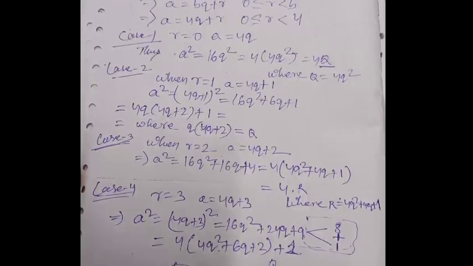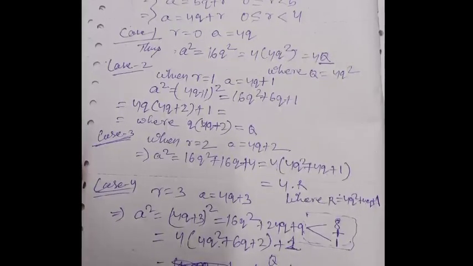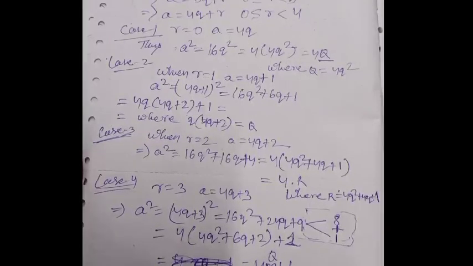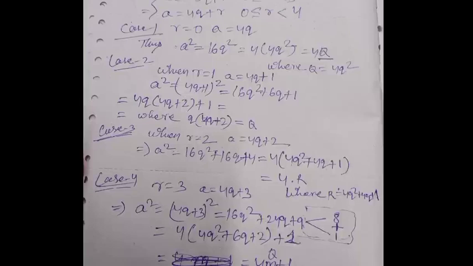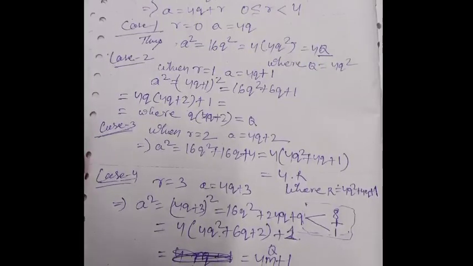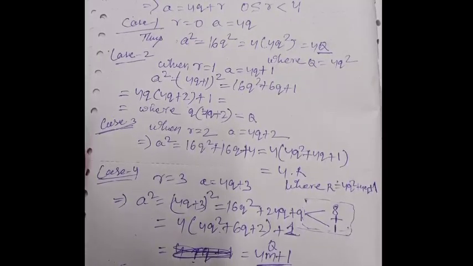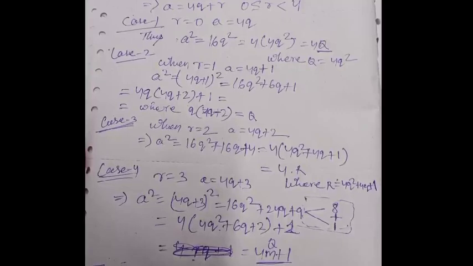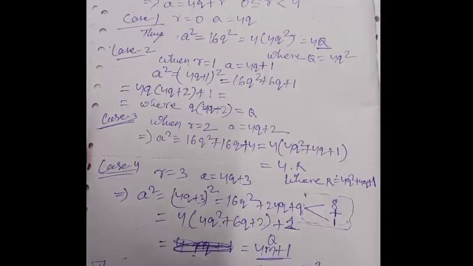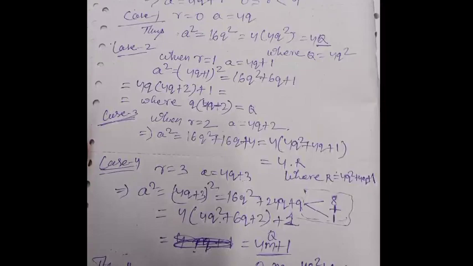In case 4, r is equal to 3, a is equal to 4q plus 3, a square is equal to 4q plus 3 whole square equal to 16q square plus 24q plus 9. I will convert 9 into 8 plus 1. After that I will take common 4, then it will be converted into 4 whole into 4q square plus 6q plus 2, plus 1. That is in the form of 4m plus 1, in which m is equal to 4q square plus 6q plus 2.